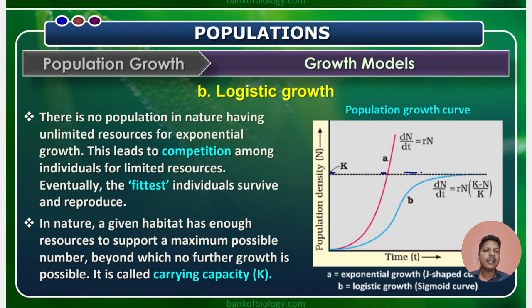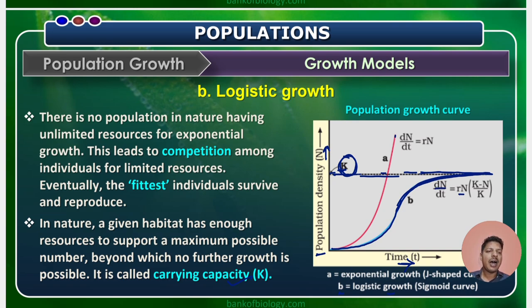Here, this dotted line is called K. K stands for carrying capacity. Remember, here in the A curve, or exponential growth, where the food is unlimited, the growth will go high. The population density N will grow high in a very small period of time. But in the B curve, that is logistic growth or sigmoid curve, initially it slows down, and then at some point it goes up, and again, since the resources are limited, K is the carrying capacity, so it comes to equal the K line, like this.